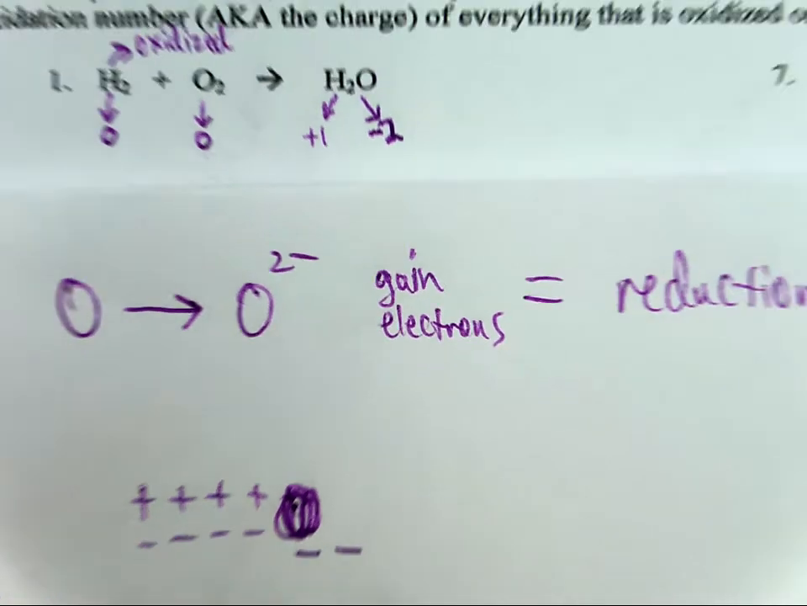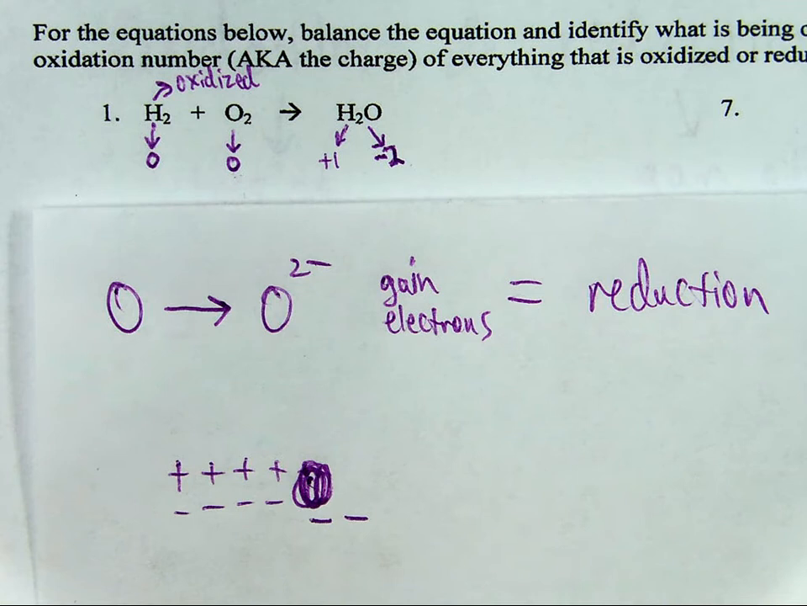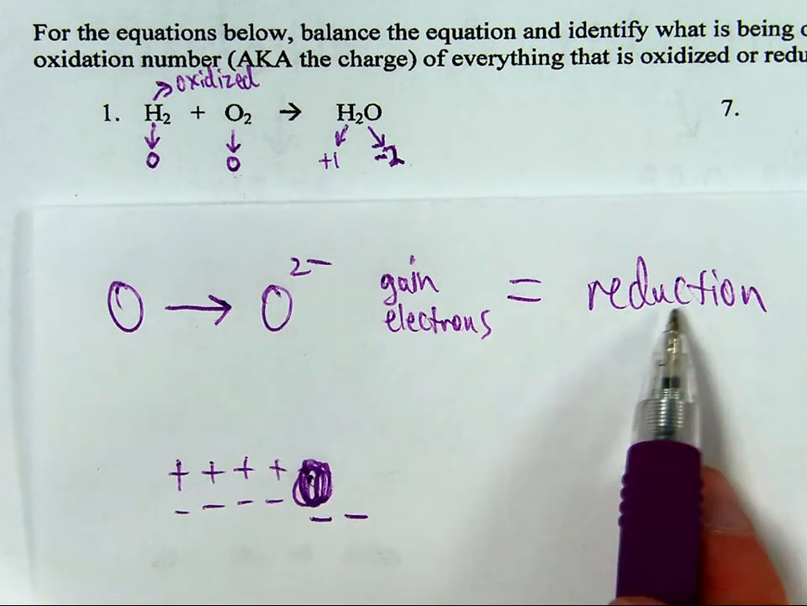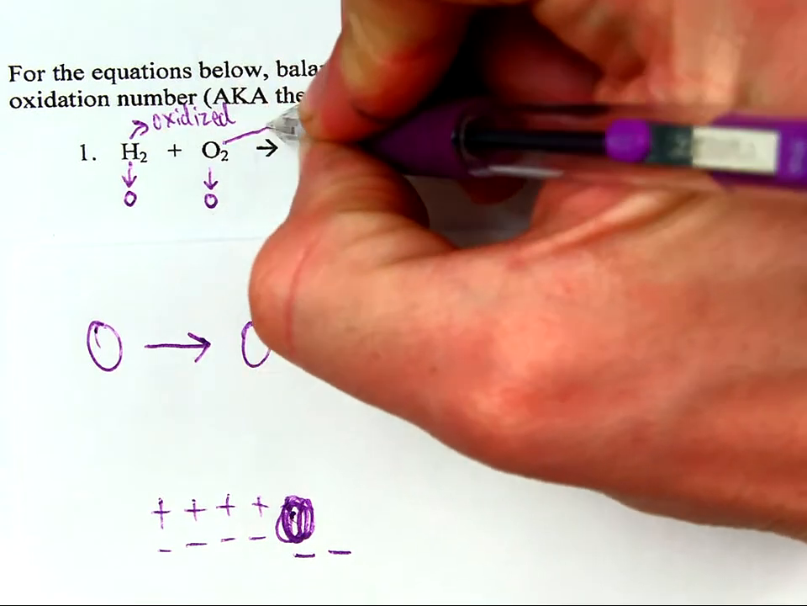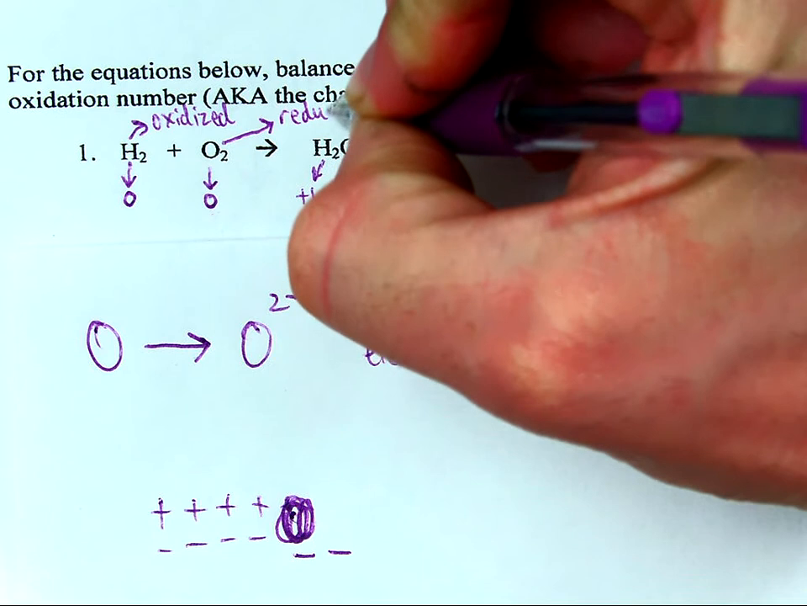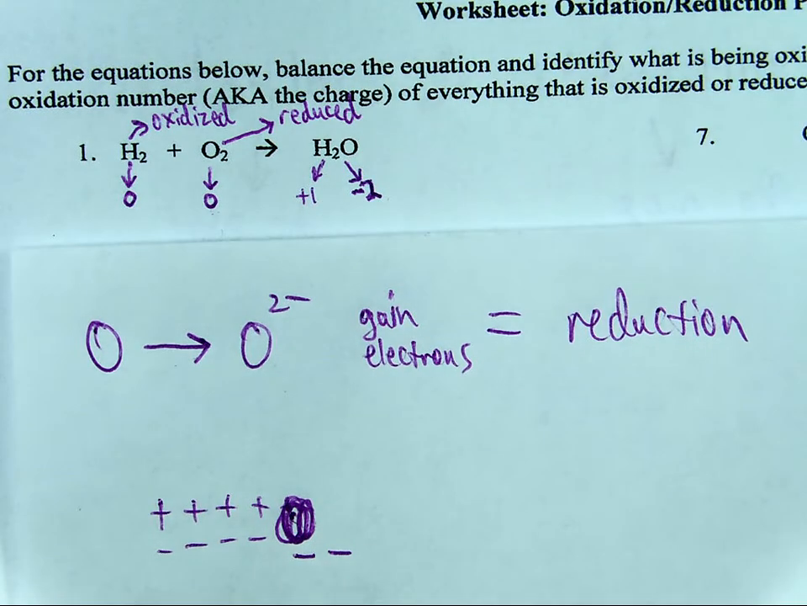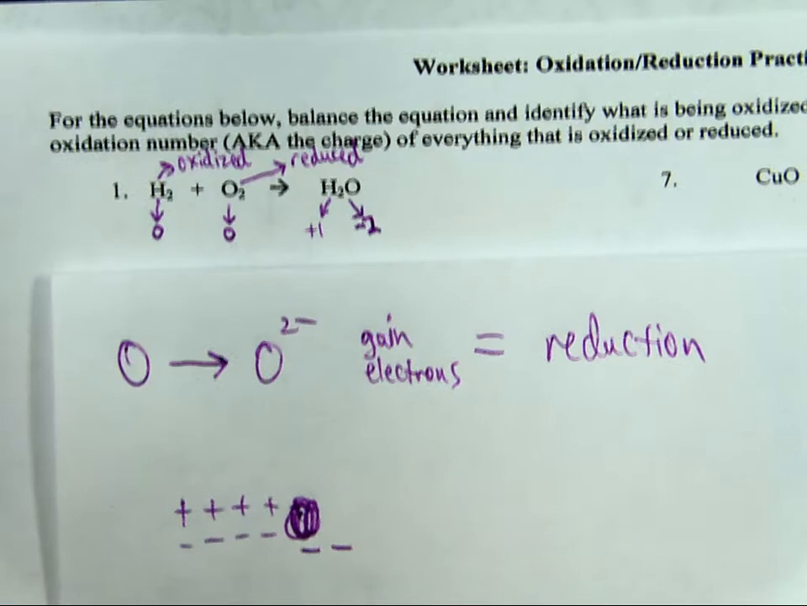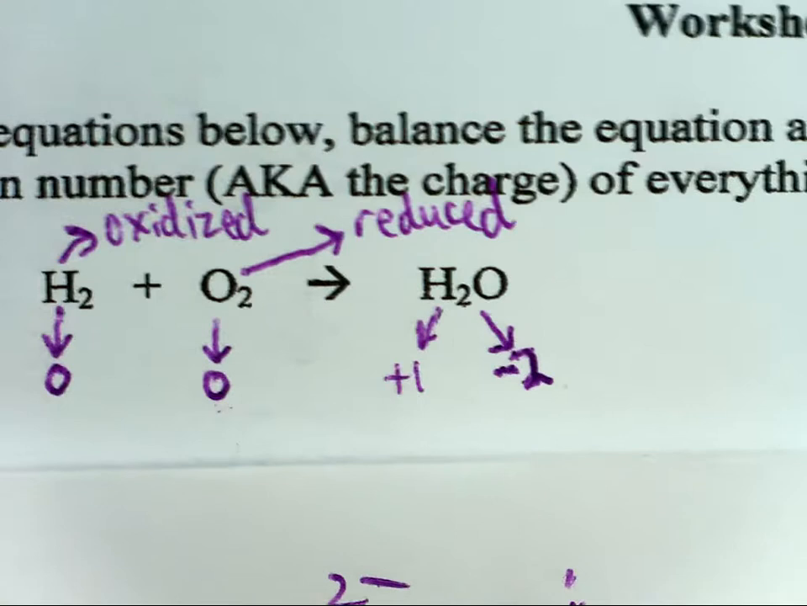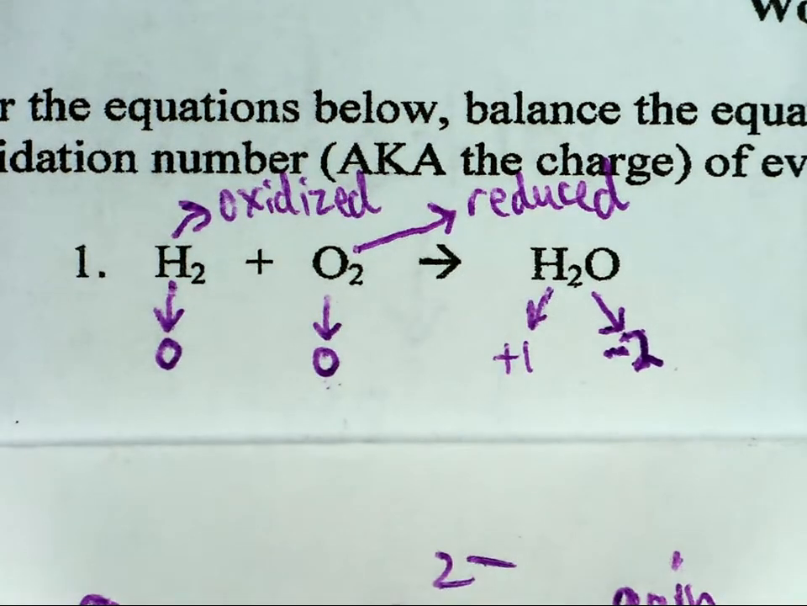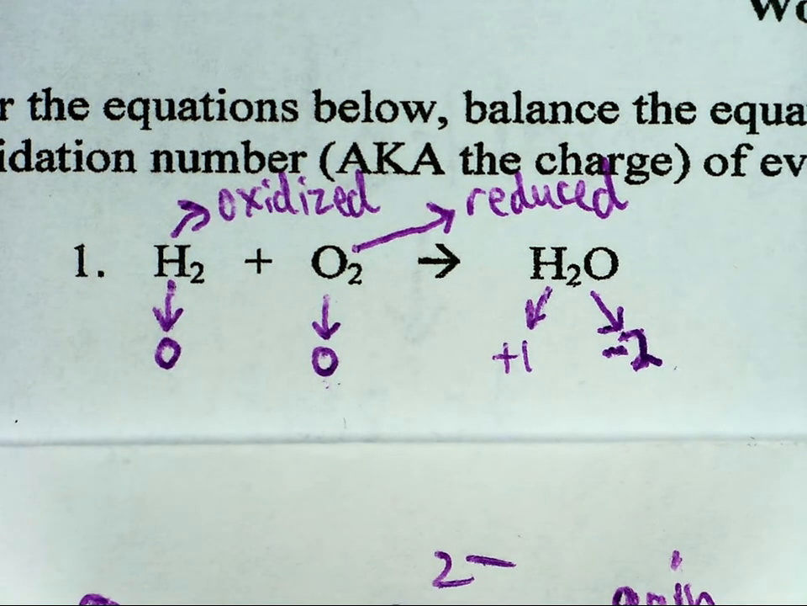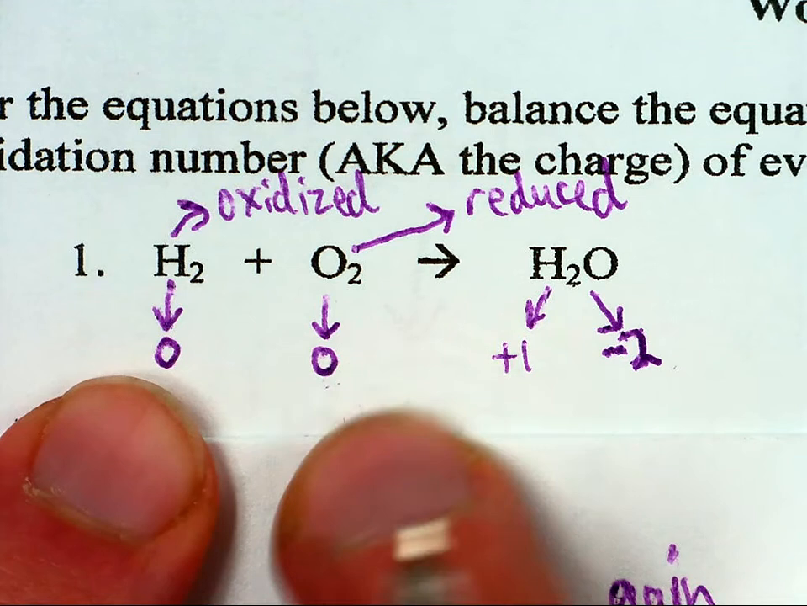Okay, so that's the overall view right there. So when the oxygen went to being oxygen 2-, it gained electrons, that's reduction. So that's why I'm going to say that oxygen was reduced. Okay, as you can see there. So aside from process of elimination, that's the other way you figure it out. It is important to be able to understand both ways around.